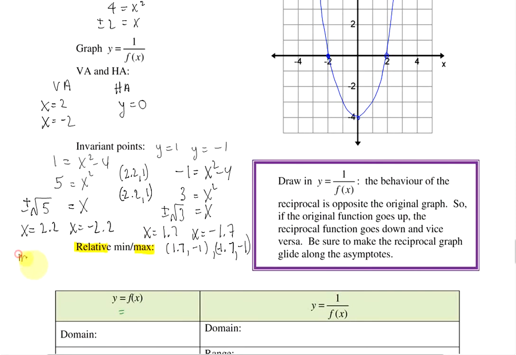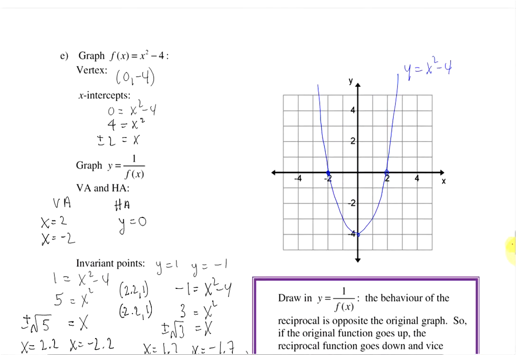And how do we get that? Well, we take a look at the minimum of our original function, which is at 0 and -4. And for reciprocal functions, to find another point on our reciprocal function, when we already know a point on the original function, all we have to do is take the reciprocal of y. Okay, and so our relative max will be at 0, and we take the reciprocal of -4 and we get -1/4. Okay, so we're going to use this to graph our reciprocal graph.